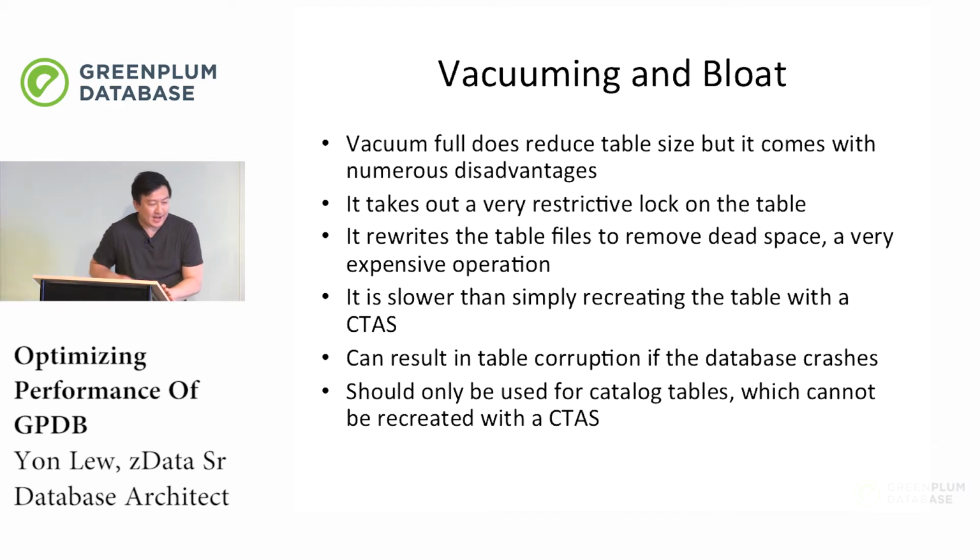So for that reason, the recommendation is not to run vacuum full against any user table, right? It's simply cheaper and faster to create another table, a copy of the table, and then swap them. And the only exception to that is for catalog bloat, right? Obviously you cannot create a copy of a catalog table and swap them. So that's really the only situation where you would use a vacuum full.